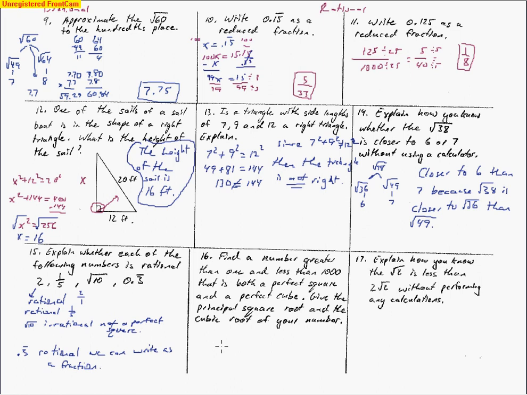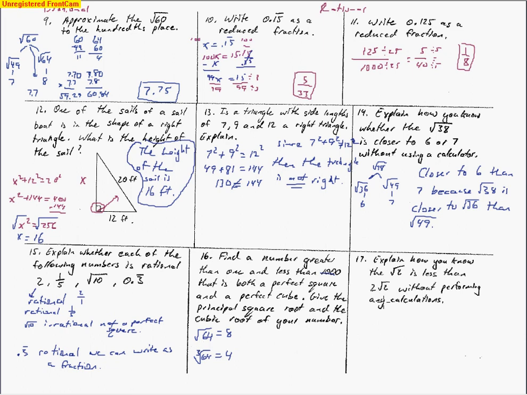So looking at the next one here, it says find a number greater than 1, less than 1,000. It's both a perfect square and a perfect cube. So if we look at the square root of 64, that is 8, and the cubic root of 64 is 4. And so that's our example there, is that if I have a cubic root and a square root, and they're both less than 1,000, but both perfect, and that is what we end up having there.